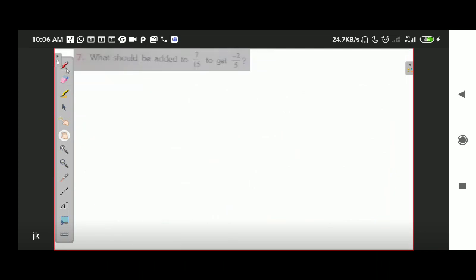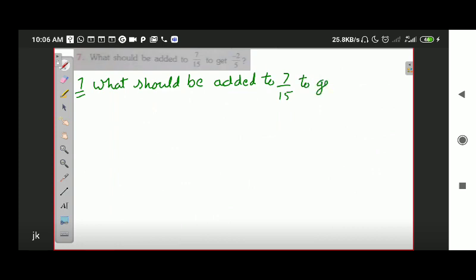Okay. Next is: what should be added to 7 upon 15 to get minus 2 upon 5? Let me write down the question. This is question number 7. What should be added to 7 upon 15 to get minus 2 upon 5? Fine. So let's see.